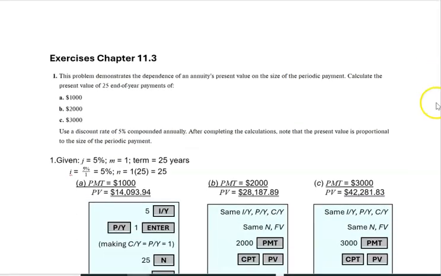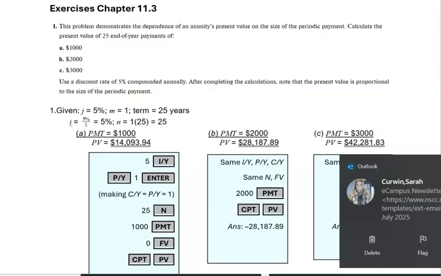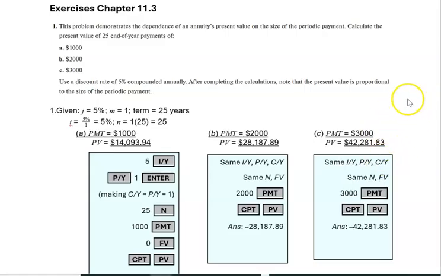Okay, so now let's go to the next section, which is figuring out the present value. So the previous section was figuring out future value. Now we want to figure out present value. The problem demonstrates the dependence of the annuity's present value, again, on the size of the periodic payments. Calculate the present value of 25 end-of-year payments of 1,000, 2,000, and 3,000. Use a discount rate of 5% compounded annually.